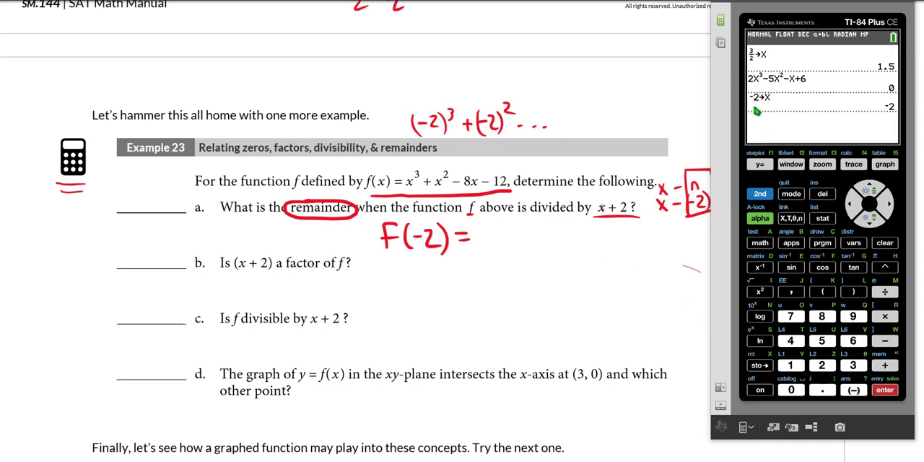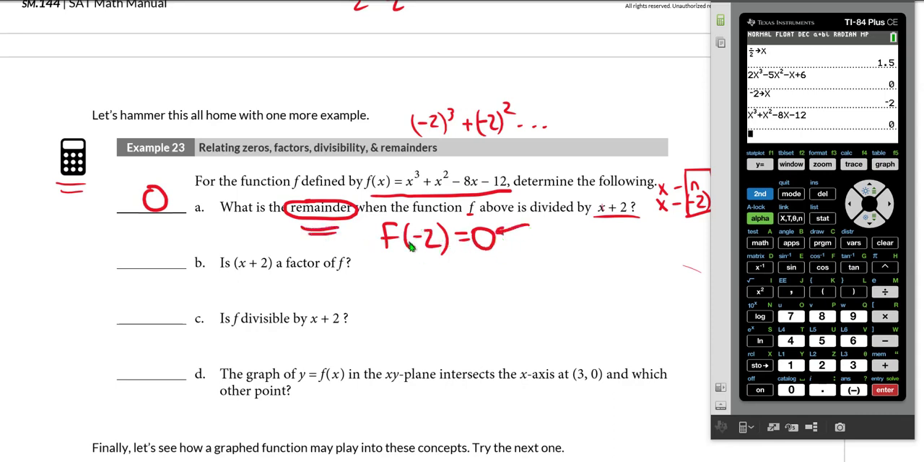I now have negative 2 stored in my calculator as the x value, so all I am going to do now is x cubed plus x squared minus 8x and minus 12. And what do I get? Oh, I get another 0. Okay, so I now know that the remainder, remember, that value that we get out when we plug the n value into the function, in this case 0, is the remainder. So my remainder is 0.